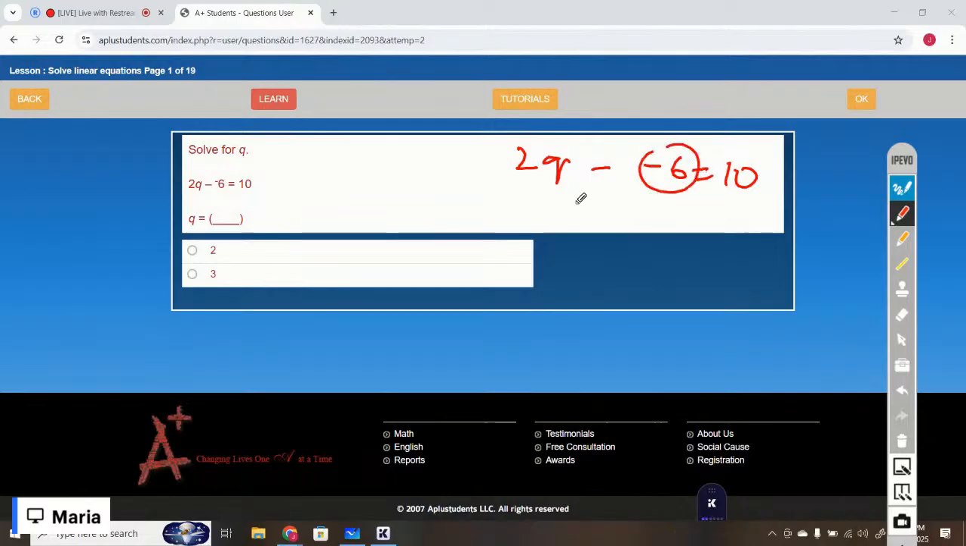So we need to add 6 to both sides. That is 2q equals 10 minus 6, which is 4. q equals 2. Option number 1 is the correct option.